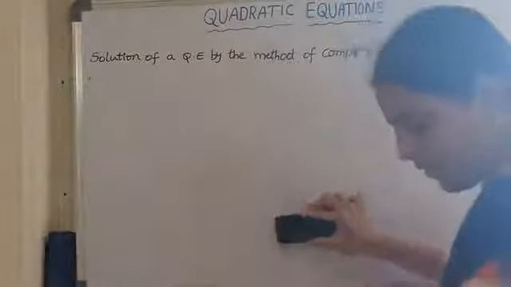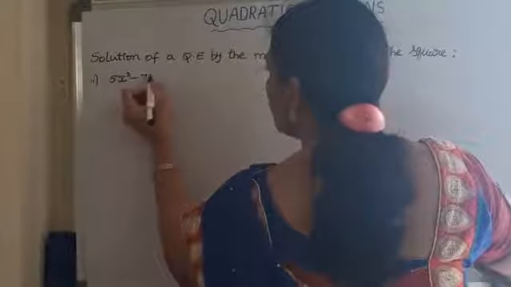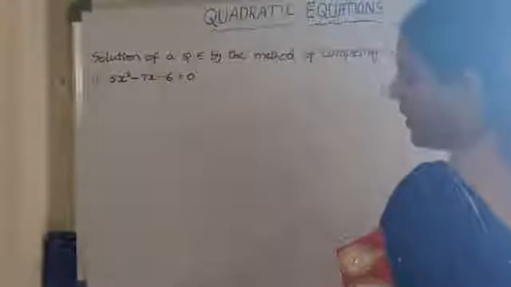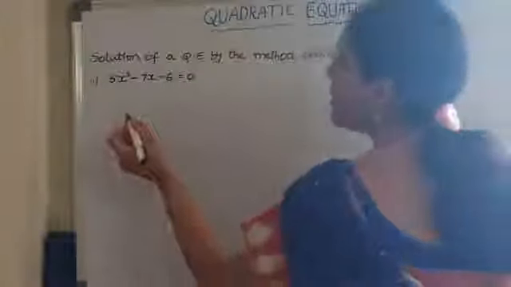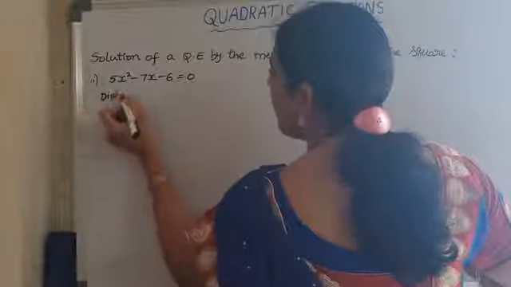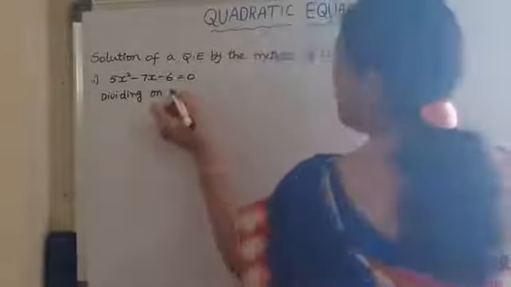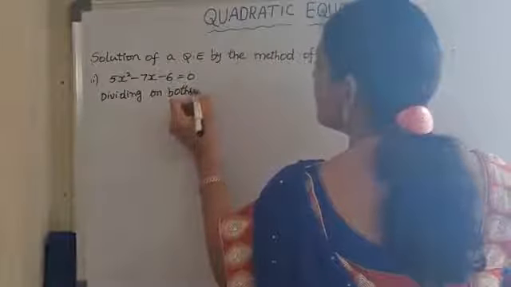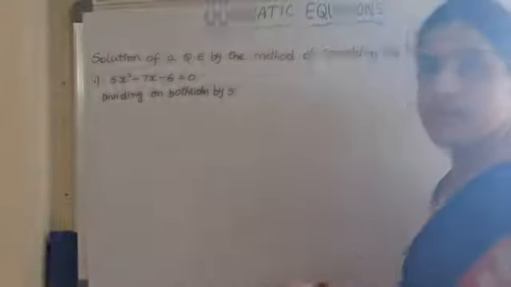Next one is 5x square minus 7x. Second one, 5x square minus 7x minus 6 is equal to 0. So, the given quadratic equation is 5x square minus 7x minus 6 equal to 0. First of all, dividing on both sides by 5 to make the coefficient of x square as 1.